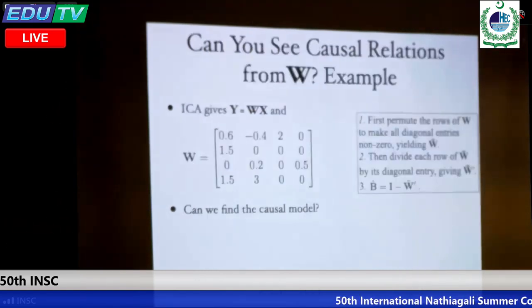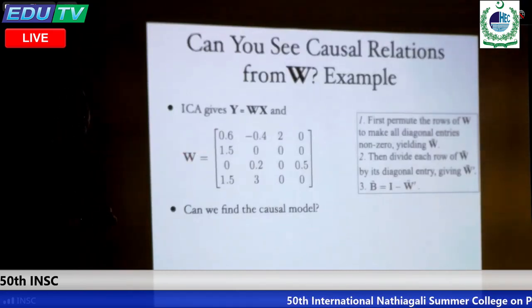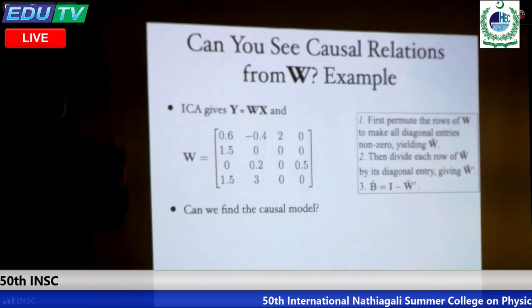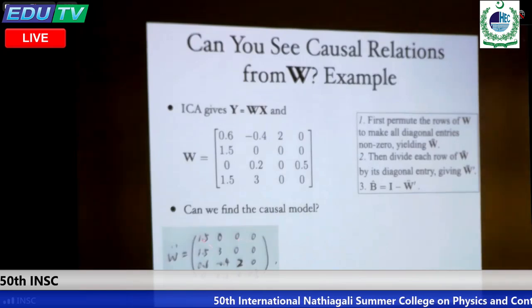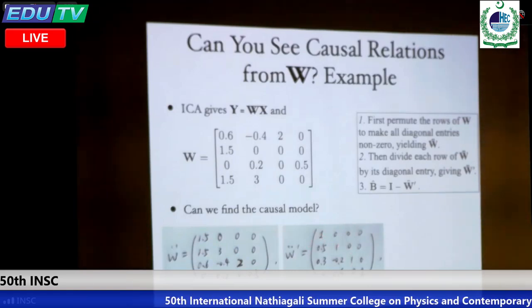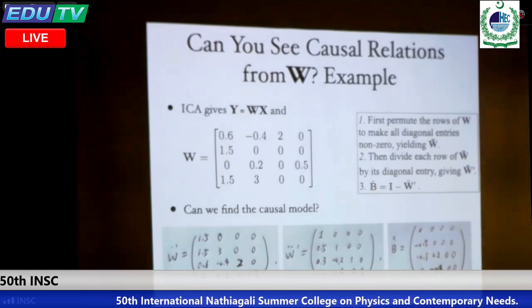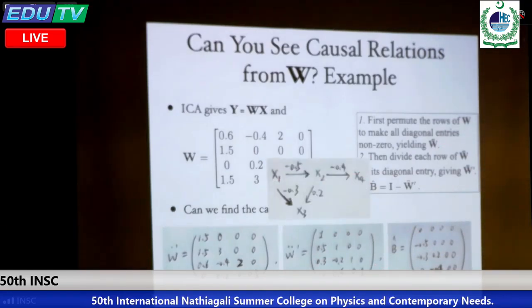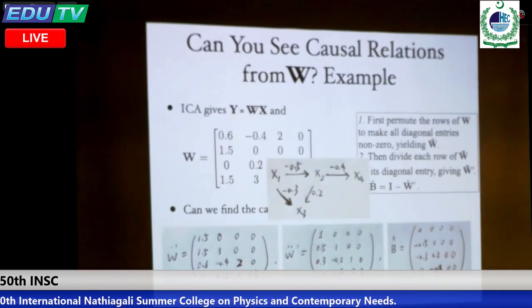Now let's look at an example. Suppose this is a W matrix, the mixing matrix in ICA. Now we want to find the causal adjacency matrix B. What can we do? First, we do permutation, as you can see from here, so that the diagonal entries are non-zero, and then we divide each row by the corresponding diagonal entry, as you can see from here, and then this is the causal adjacency matrix, I minus this matrix. So we find the causal relation, as you can see from here. Okay, so now there is no difficulty. Even if you have, say, 2,000 variables, you can apply the same procedure. You can find a causal relation among the 2,000 variables in the linear non-Gaussian case.